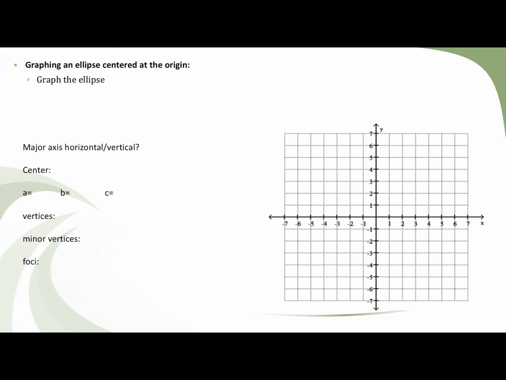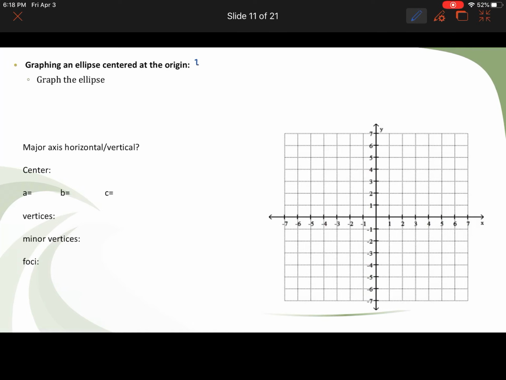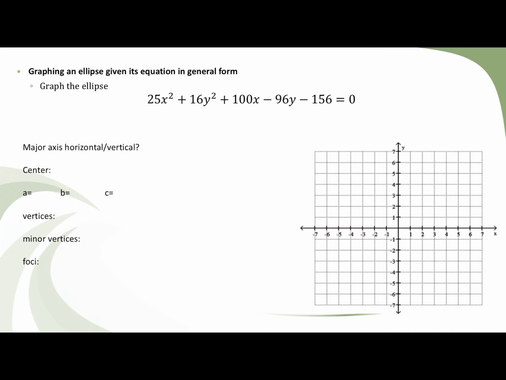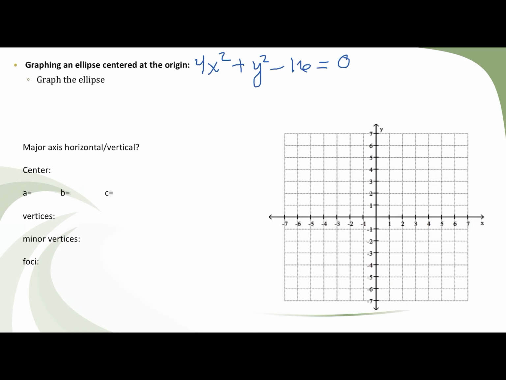Okay, so that equation is number 2 on your sheet. So it should be 4x squared plus y squared minus 16 equals 0. Let me just make sure it's not in the next one. Yeah. Okay, that's the one.